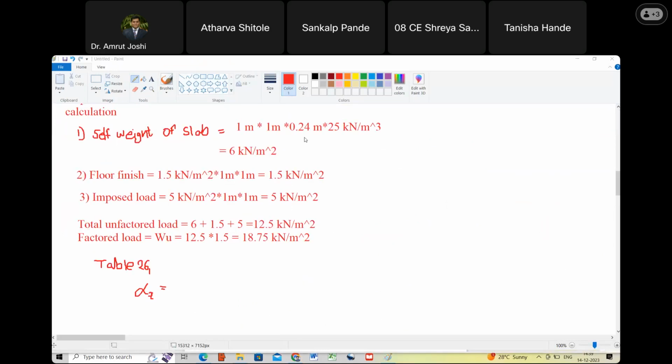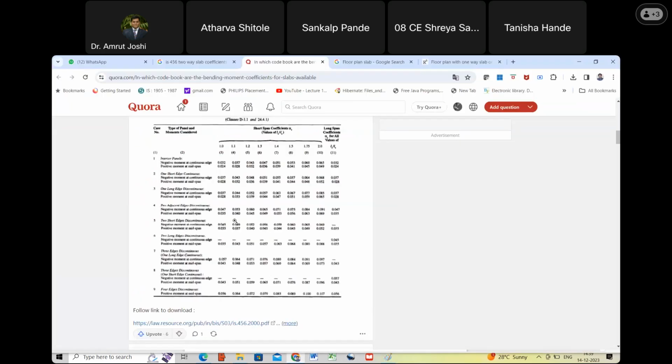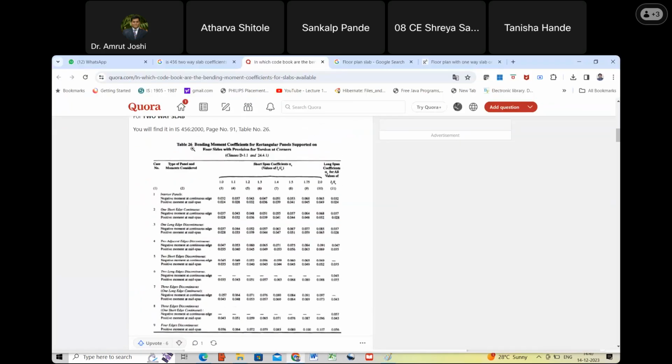First, let me resume the recording. So we are referring to Table 26 of IS 456. It is on page number 91. In the second column, you have been given various edge conditions. Our edge condition is all four edges discontinuous, so we will be referring to the ninth row.